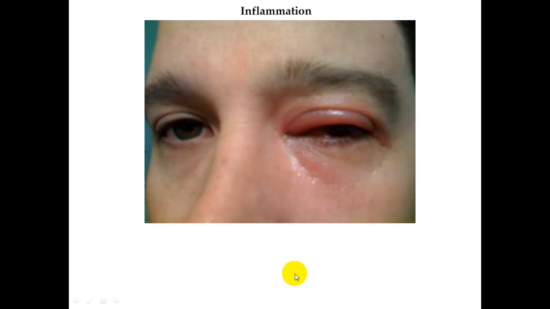So everybody probably knows what inflammation looks like. So here's someone that has an inflamed left eye. And if you were to say, well, how do you know that inflammation is happening? Well, here are some signs that are associated with inflammation. So if you have redness, swelling, heat, pain, and loss of function, those are all things that characterize inflammation.